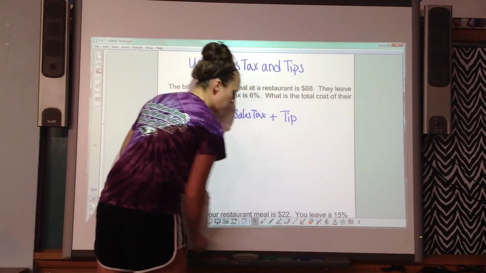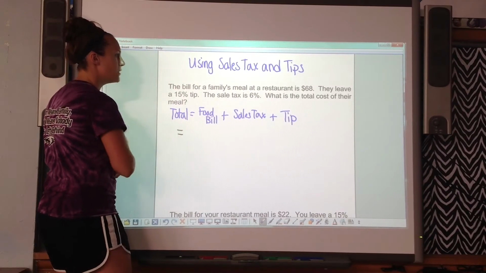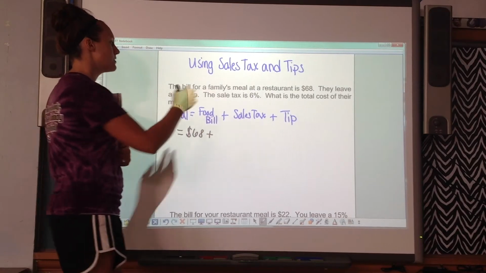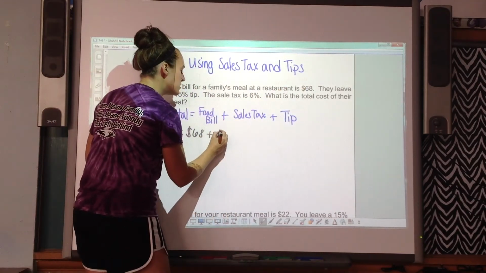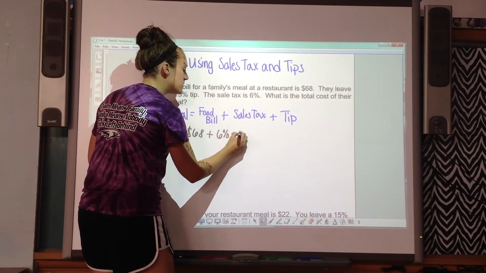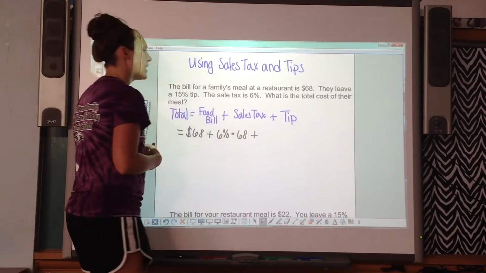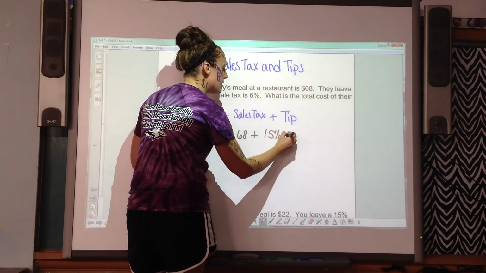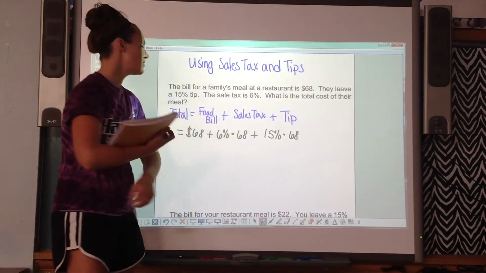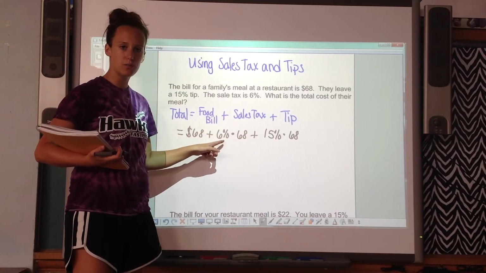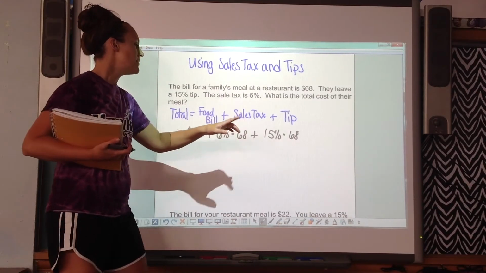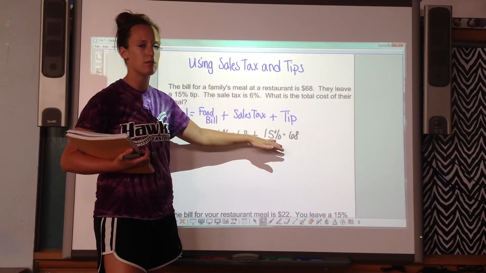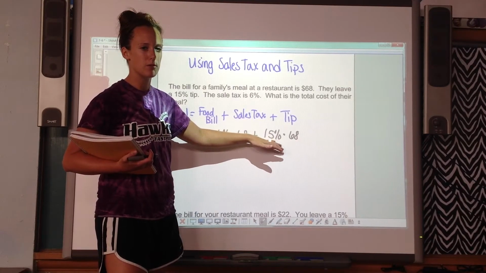For example, in this problem, I would take my food bill, which is $68, and I have to add the sales tax. The sales tax is 6% of 68. And the tip, which is 15% of 68. Also realize that sales tax is going to change depending on where you eat and what restaurant, and then your tipping is going to change too. Typically 15% is pretty low to leave. 20 to 25 is more normal.